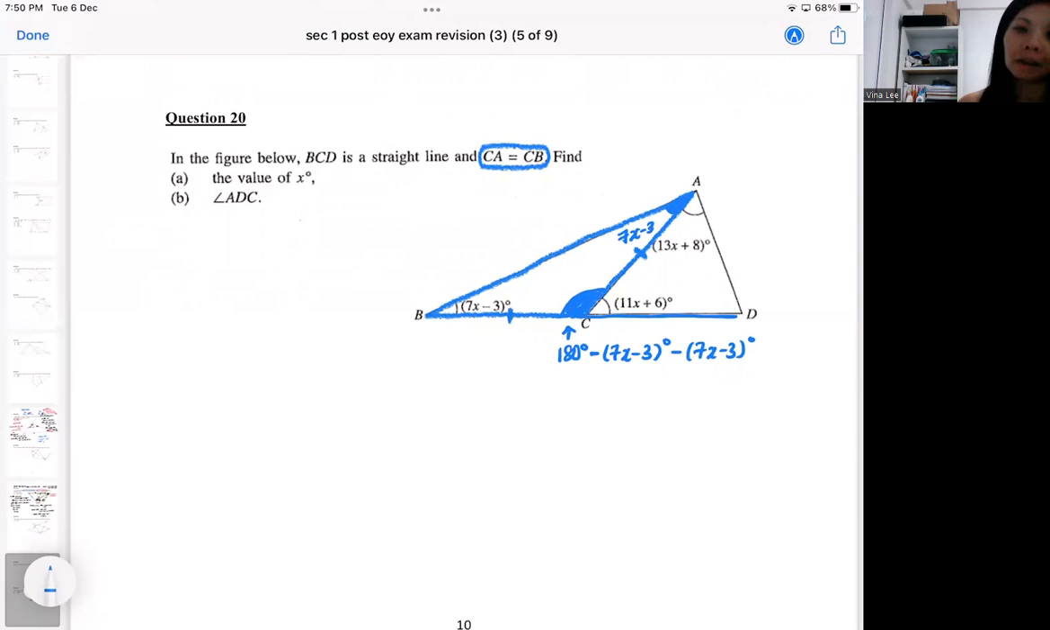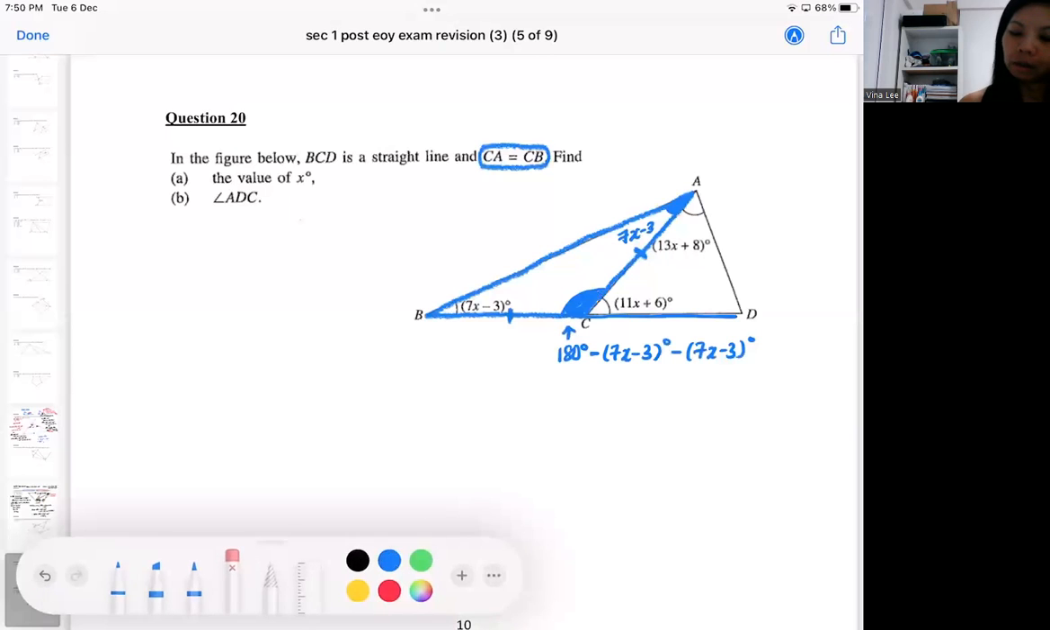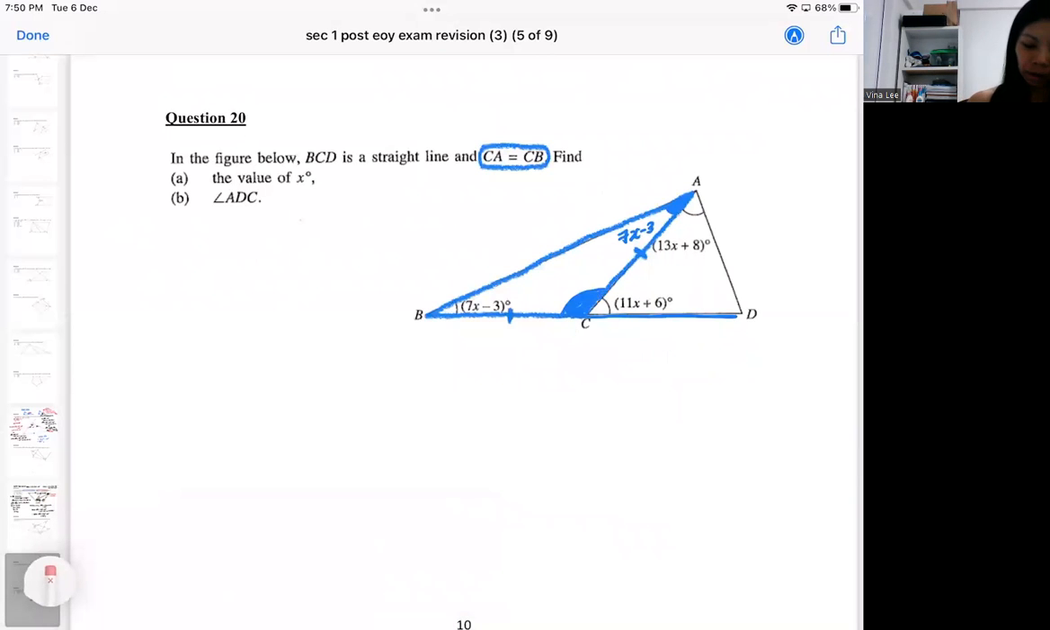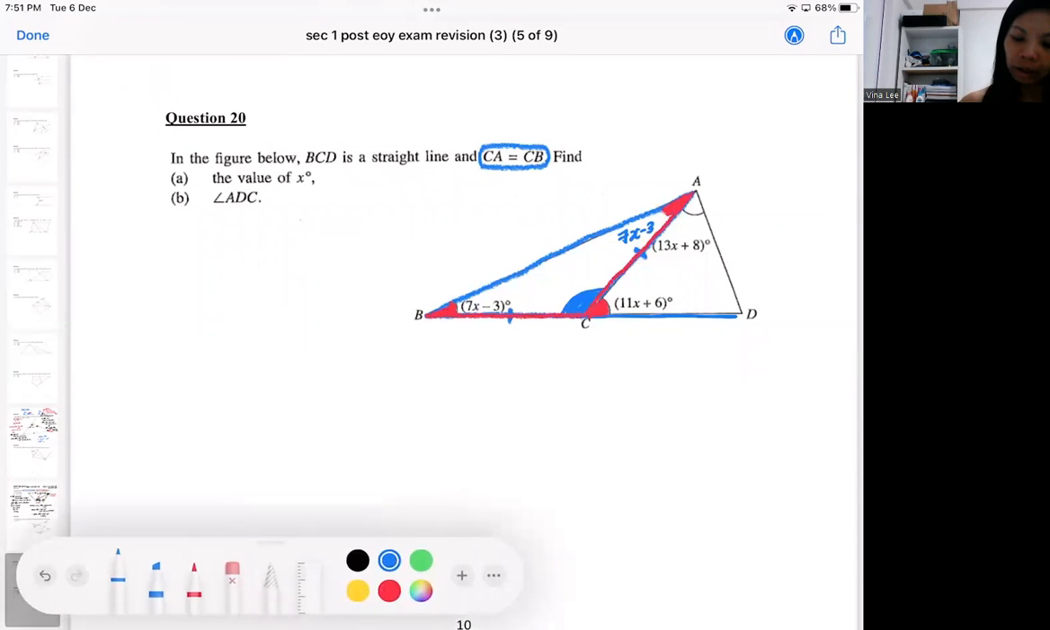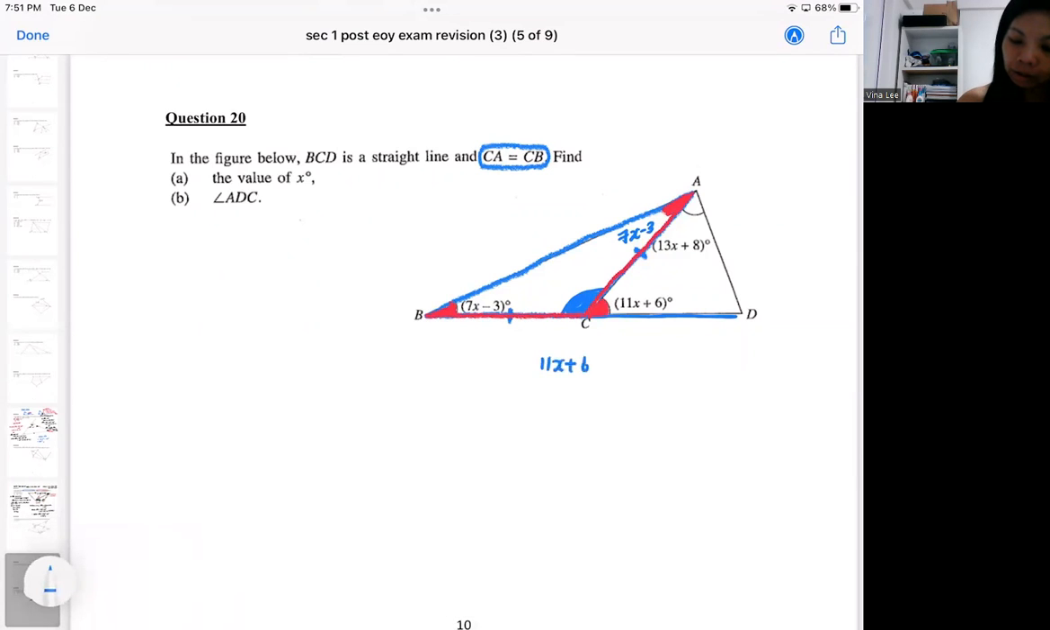Alternatively, I can use the idea of exterior angle of a triangle. So this angle 11x plus 6 is outside the triangle. So it should come from the sum of these two angles. So if you are using the exterior angle of triangle, it will be 11x plus 6 equal to 7x minus 3 plus 7x minus 3. And then from there, you can solve for x.